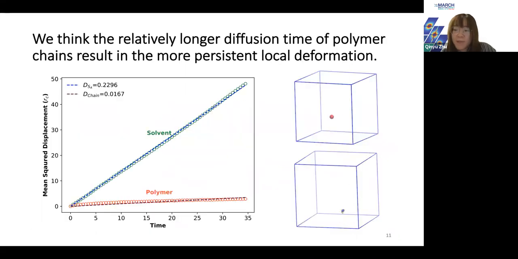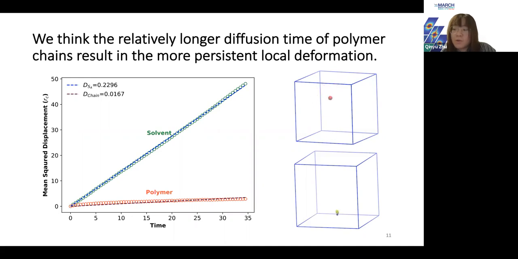We then compared the diffusion time of a non-bonded solvent particle and a bonded polymer chain. The figure on the left shows the mean square displacement as a function of simulation time. It is obvious that the mean square displacement of a polymer chain within the same period of time is significantly shorter than that of a single particle, and the fitted diffusivity of the polymer chain is about 15 times lower than that of the solvent particle.